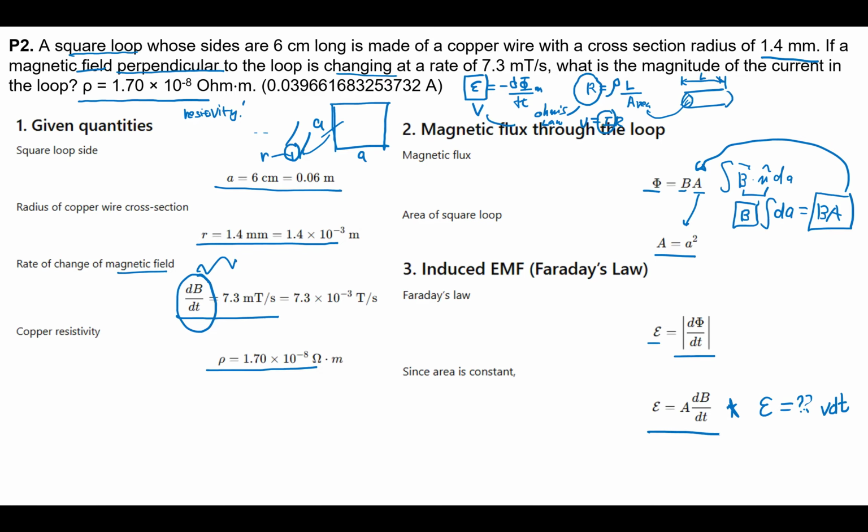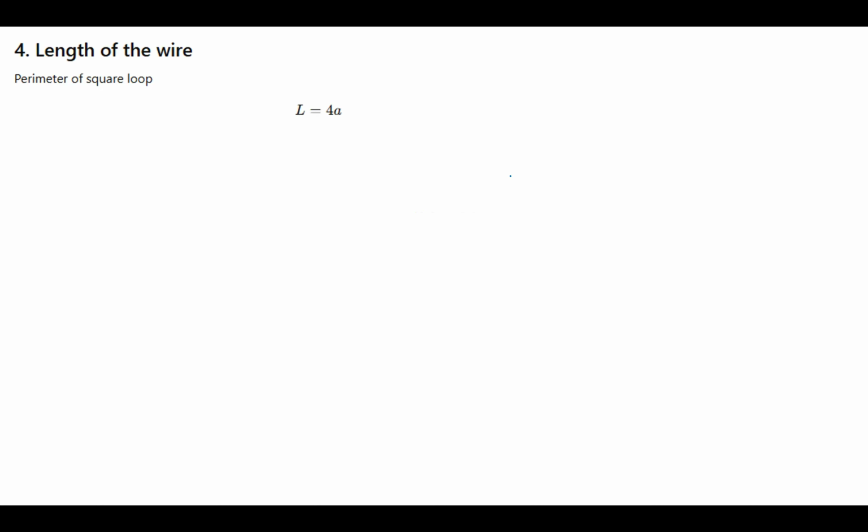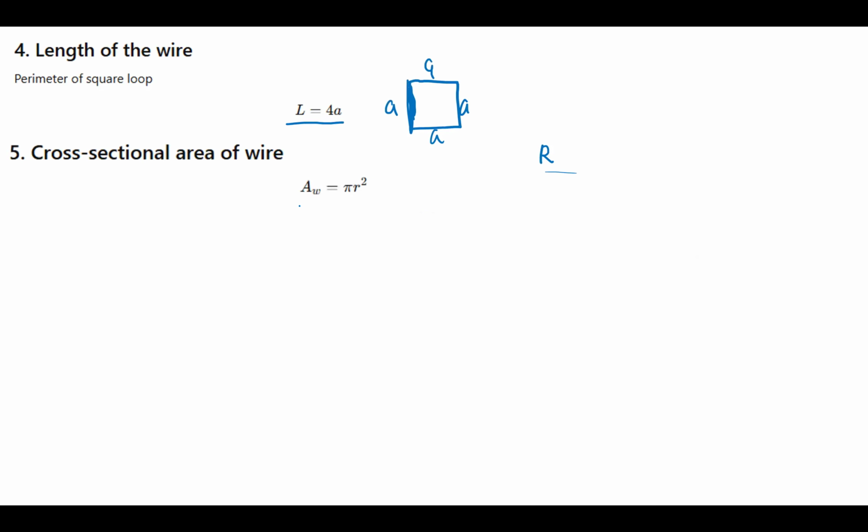And then next thing is that we need to find out the resistance. So the total length is 4A. So 4A is the total length of the wire. And the cross section is given by this one. And then resistance is given this way.